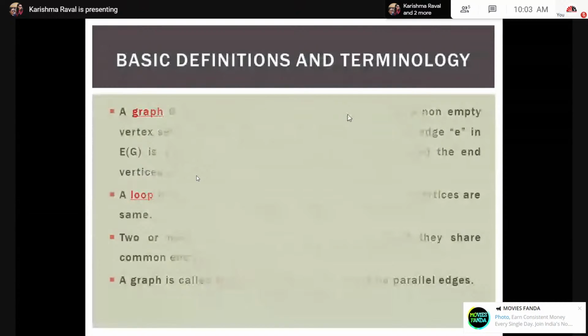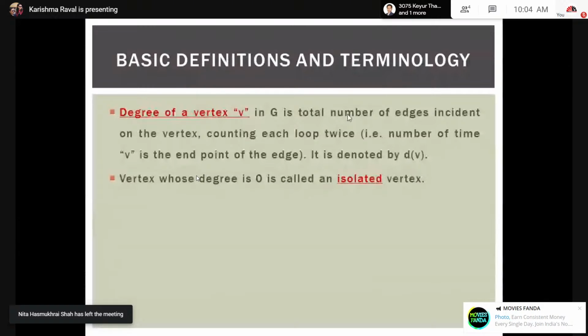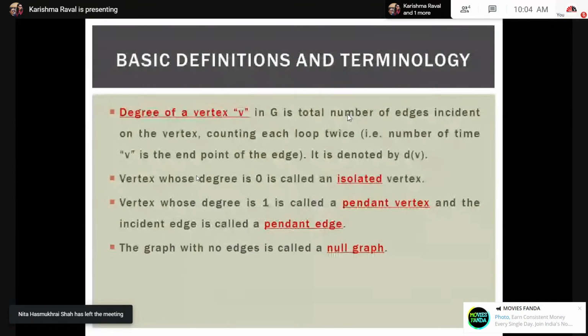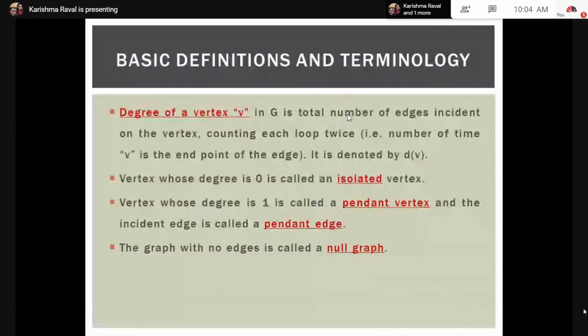The next definition is the degree of a vertex V in G. It is the total number of edges incident on the vertex, counting each loop twice. If there is a loop, we have to count that loop twice, and if it is a simple edge, then we count it once. It is denoted by d(V). The vertex whose degree is 1 is called a pendant vertex, and the incident edge is called a pendant edge. The graph with no edge is called a null graph.